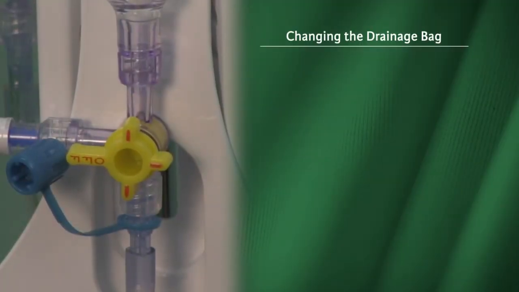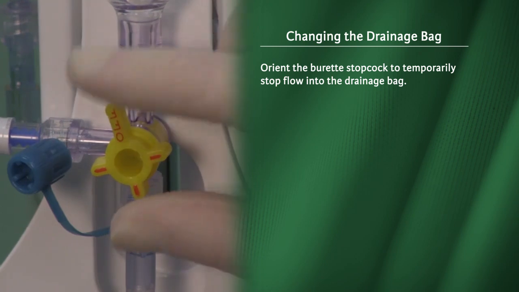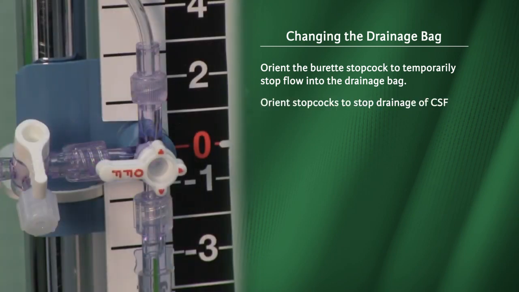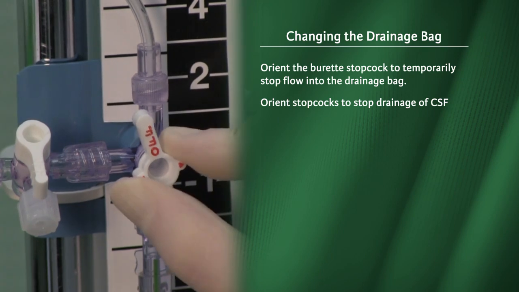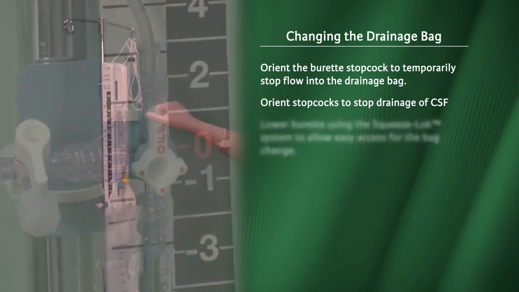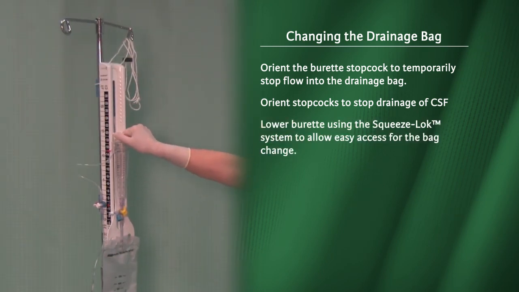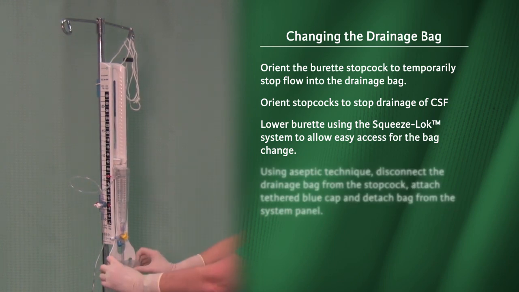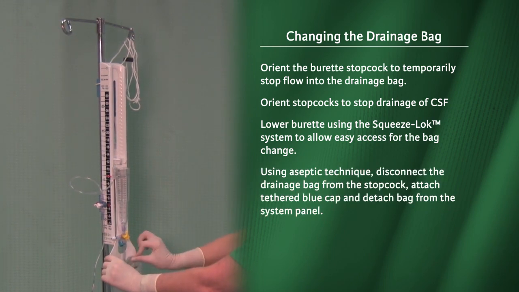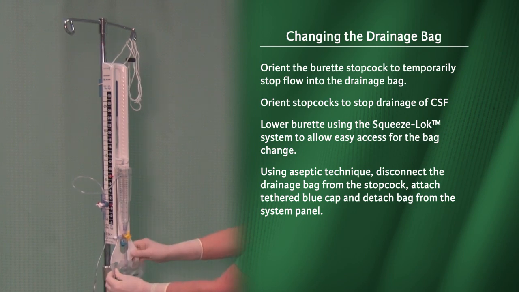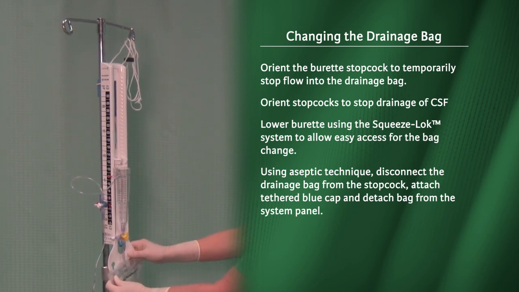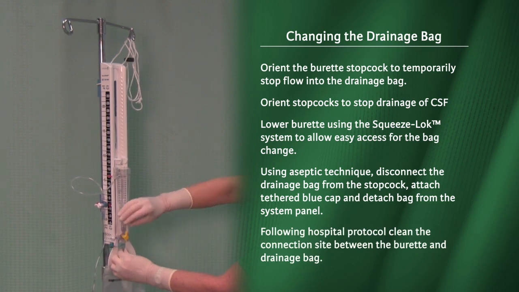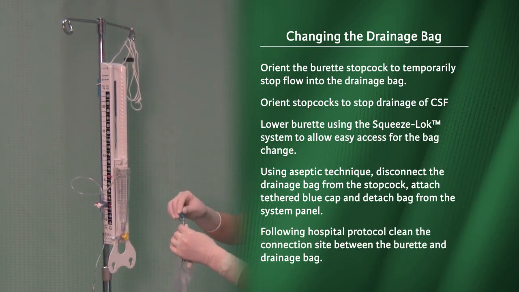Changing the drainage bag. Orient the burette stopcock to temporarily stop flow into the drainage bag. Orient stopcocks to stop drainage of CSF. Lower the burette using the squeeze lock system to allow easy access for the bag change. Using aseptic technique, disconnect the drainage bag from the stopcock, attach tethered blue cap, and detach bag from the system panel. Following hospital protocol, clean the connection site between the burette and the drainage bag.